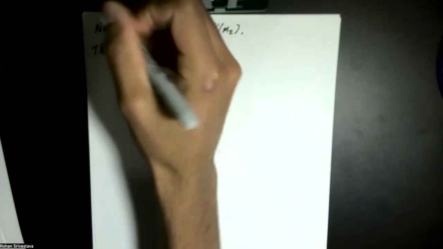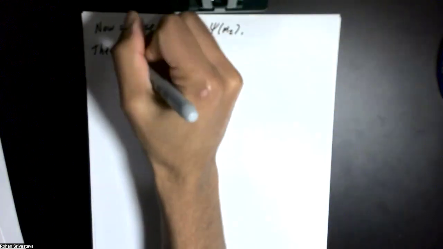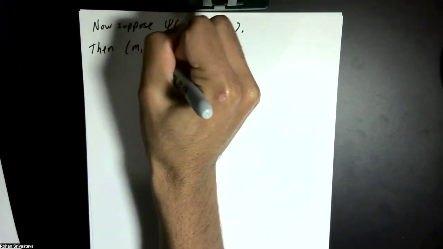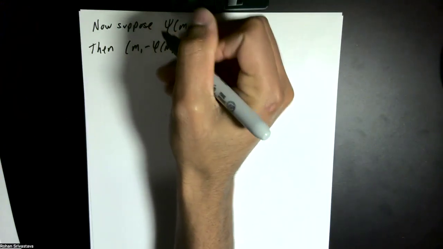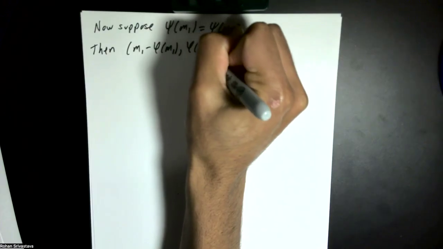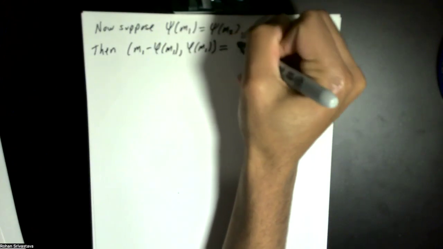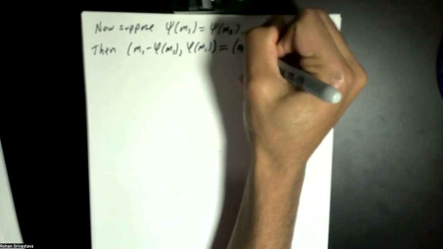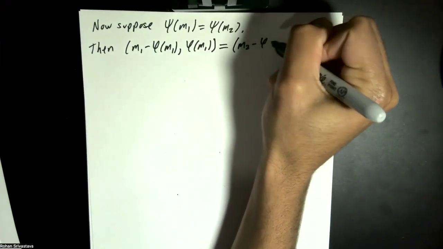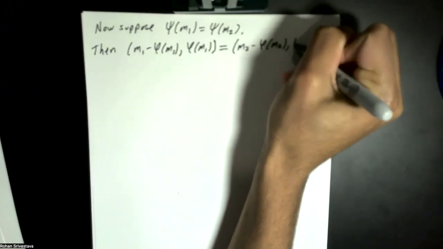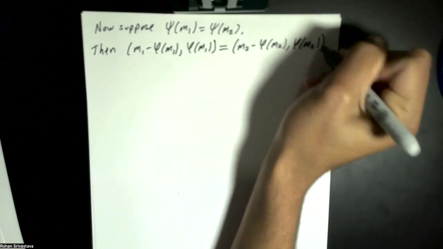Then, well, what is psi of M1? It's M1 minus phi of M1, comma, phi of M1. And that has to be equal to psi of M2, which is M2 minus phi of M2, comma, phi of M2.